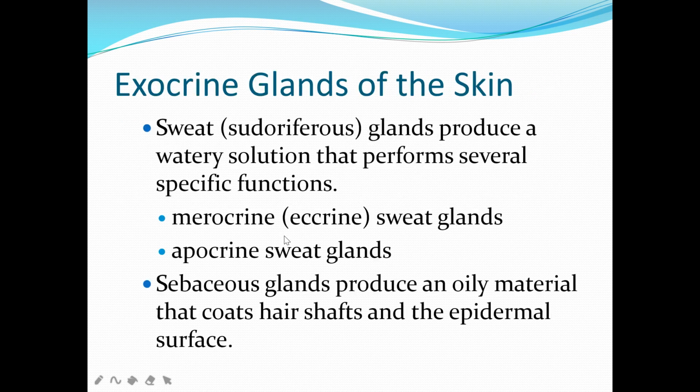Now we will come to the glands. First we will see the exocrine glands of the skin, that is the sweat glands, which are of two types, which produce the watery secretion, merocrine and apocrine. Sweat glands are sweat secreting glands. Now first we will see the eccrine gland, that is the merocrine gland.